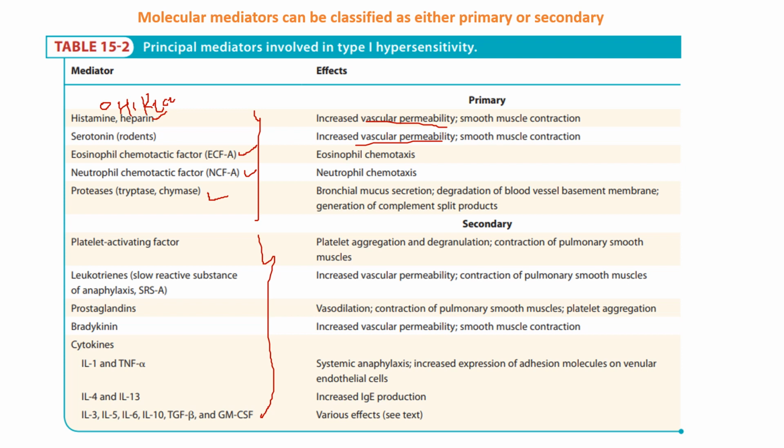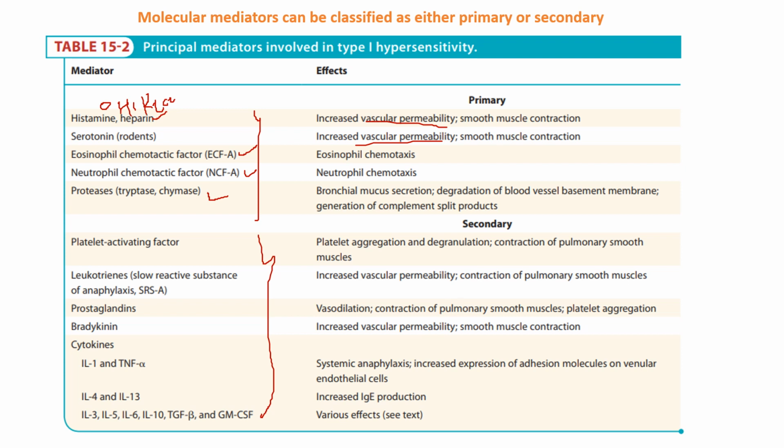Now, secondary mediators. First we finish the primary mediators. Now eosinophil chemotactic factor. The function is eosinophil chemotaxis. Eosinophil chemotaxis refers to the movement or migration of eosinophils in response to a chemical signal, for example eotaxin, which is one of the chemicals. That is the movement and migration of eosinophils.